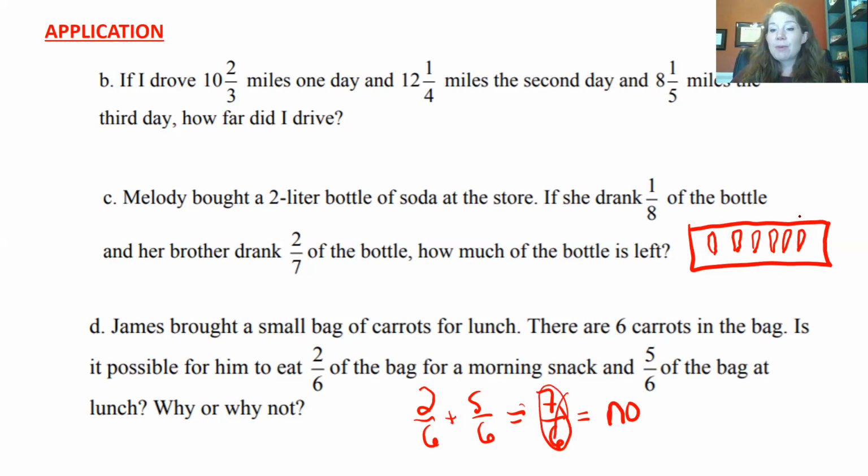Or I can use my beautiful example. If in the morning he ate 2 out of these 6 carrots, that only leaves 4 in the bag. So in the afternoon, could he eat 5 out of 6? No, there aren't 5 out of 6. There's only 4 left. He would have to get a whole other bag in order to eat 7/6 bags of carrots. So the answer is no, because that's more than 1 bag.